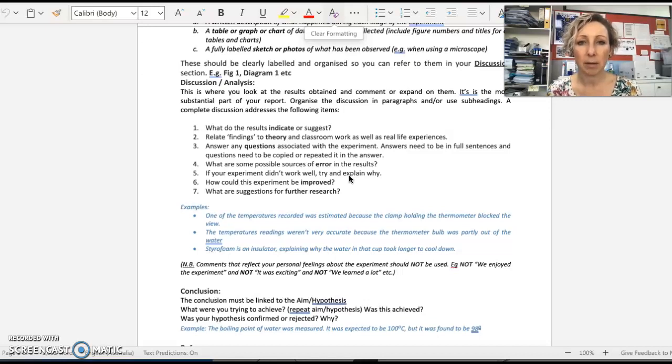And you can look up the types of errors yourself, but make sure you describe any errors that you encountered and how you might improve the experiment next time by overcoming those errors. What might you do differently? Have you come up with any ideas for any further research? That's usually something else that we would include in the discussion. And then we'll go on to the conclusion.